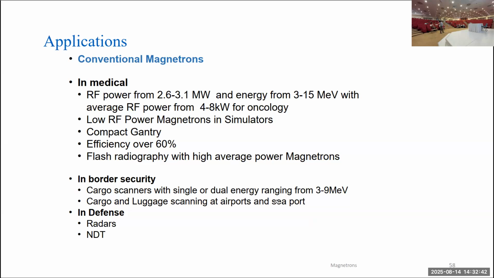These low power magnetrons are also used for the simulators. These simulators are used to diagnose the cancer. Low power Linacs are used to diagnose the cancerous part of the body, and then these comparatively high power Linacs are used to treat those parts.